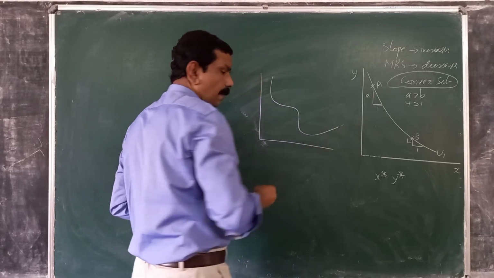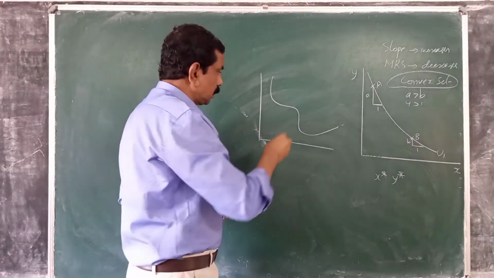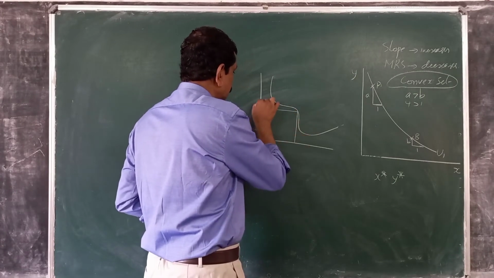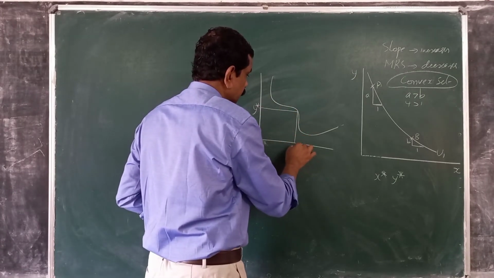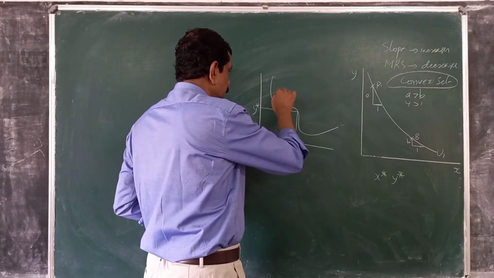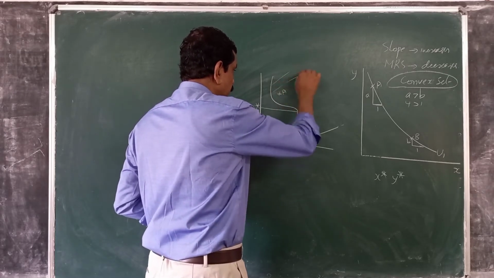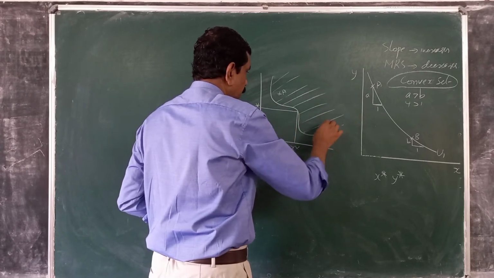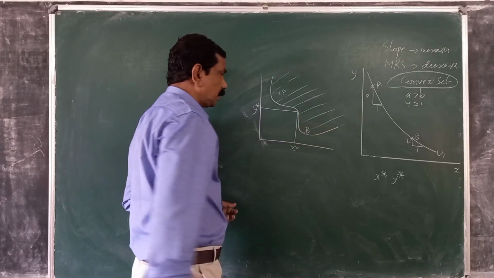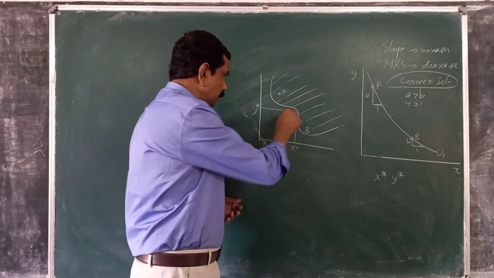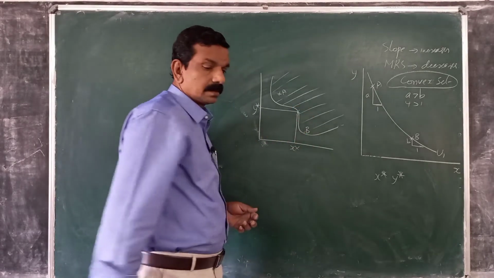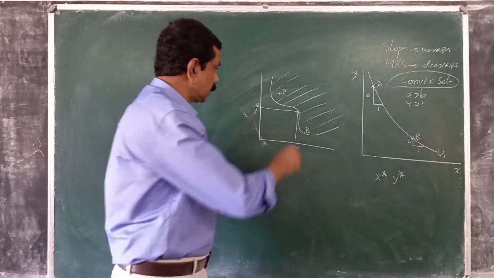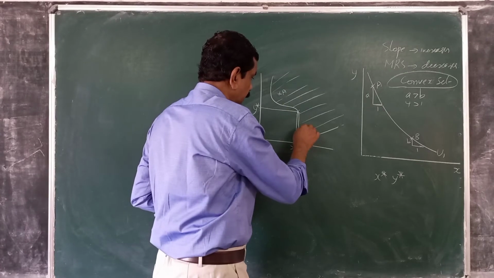Like this. Now you consider a combination y star x star. And this shaded area represents all the combinations which are preferred to or indifferent to the combination represented by y star x star. And consider two combinations A and B.